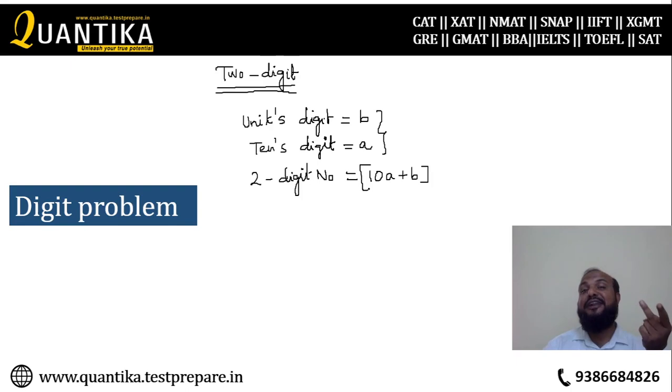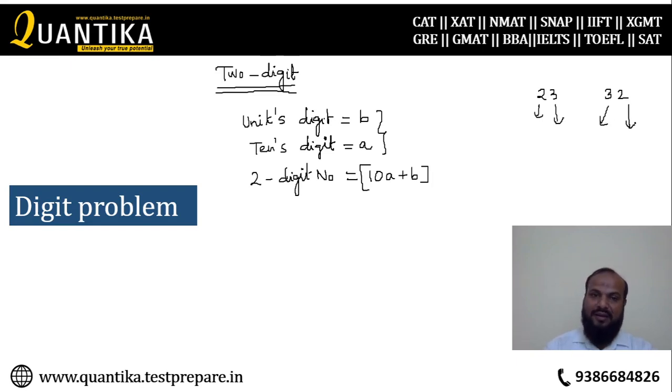When the digits are reversed, for example, there is a number 23. This has a position of 10 and this has the position of the unit digit. Now if the digits are reversed, 3 will be multiplied by 10 and 2 will be multiplied by 1. So you should also understand what the reversed number is. Very common across all patterns of exams. So this will become 10B plus A.